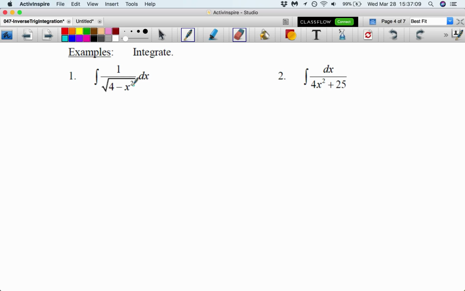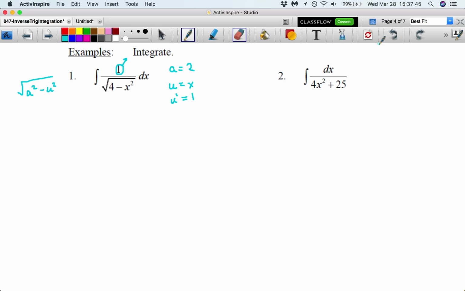And in general, I would notice I have a difference of squares. It looks like the square root of a squared minus u squared. And if this is a squared minus u squared, I would say, oh, a equals 2, u equals x, right? And then that would be 2 squared and x squared. So then we need to figure out what u prime would be. Oh, u prime would just be 1. Perfect. So there's my hook off.